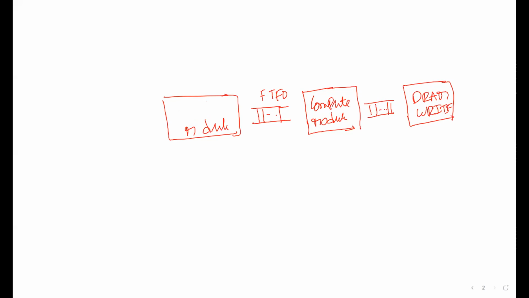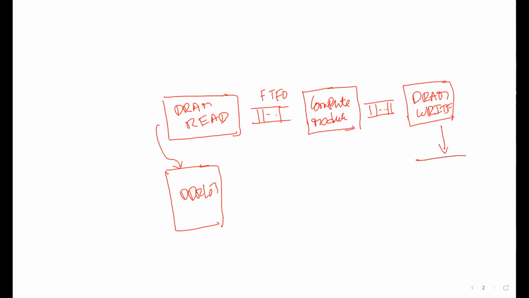This is the DRAM write, and this is the DRAM read. This DRAM read goes to DDR memory, and in this particular case, this is DDR0, so this accesses the DDR0 module, and this one nicely writes to DDR1, for example, or DDR2, whatever the output vector is.